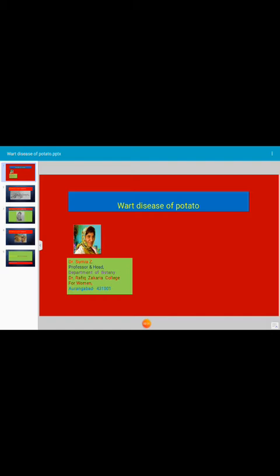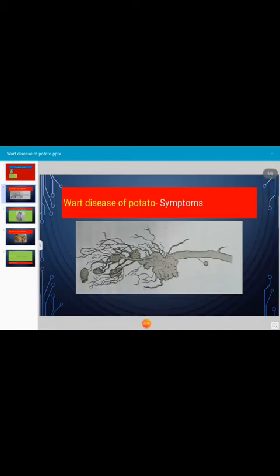Let us see the symptoms of the disease. This is the PPT photograph shown, the wart disease of potato. The symptoms of the disease appear only on the underground part of the plant, except the roots. That is, tubers get affected, and buds of the stem and stolon also get affected.